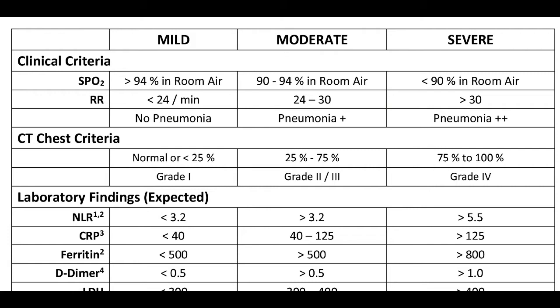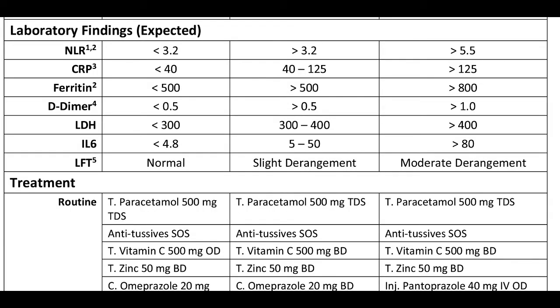And coming to the laboratory investigations, we consider a couple of investigations. First of all, we do a CBC. In that we see the neutrophil lymphocyte ratio. If it is less than 3.2, it is mild, more than 3.2 moderate, and more than 5.5, we call it severe disease. And CRP is C-reactive protein, a non-specific inflammatory marker. If it is less than 40, it is mild. 40 to 125 comes under moderate disease, and more than 125, it is severe disease.